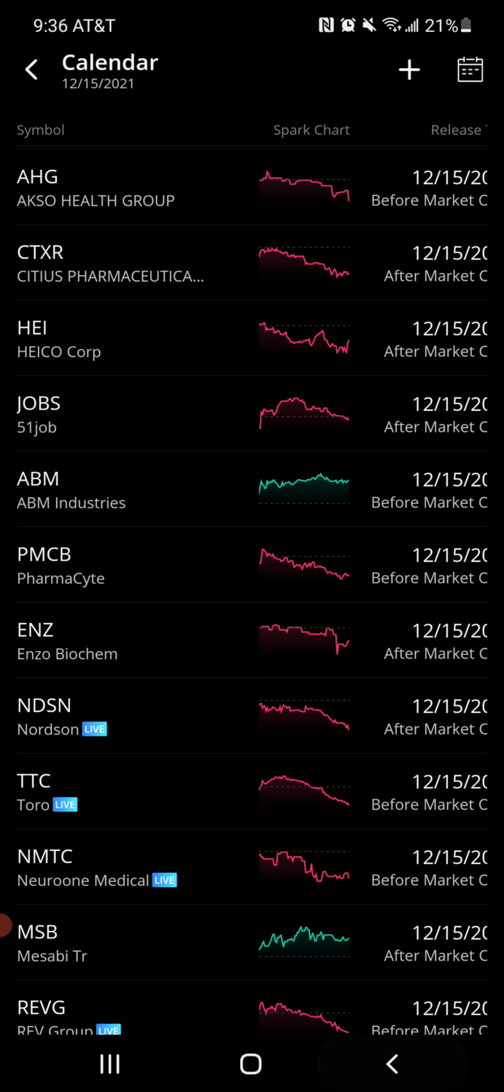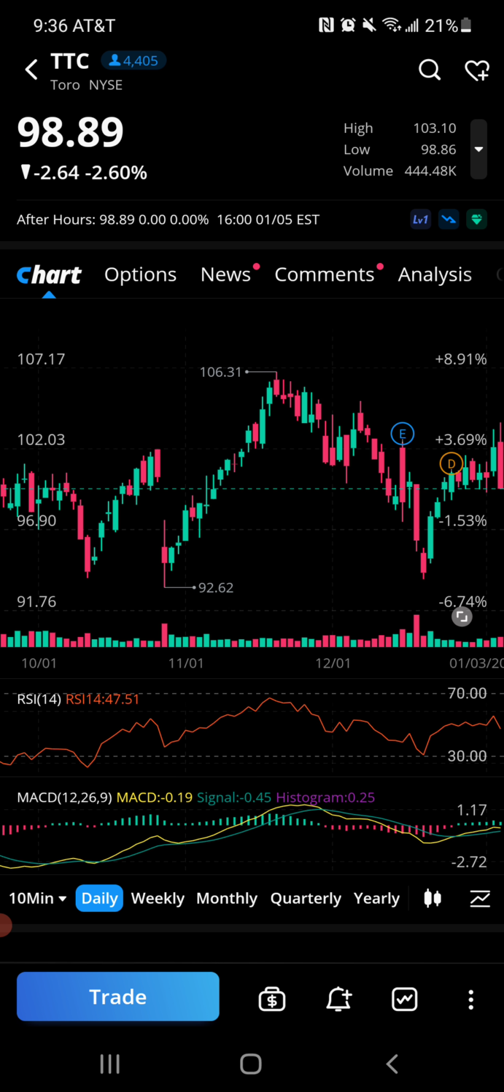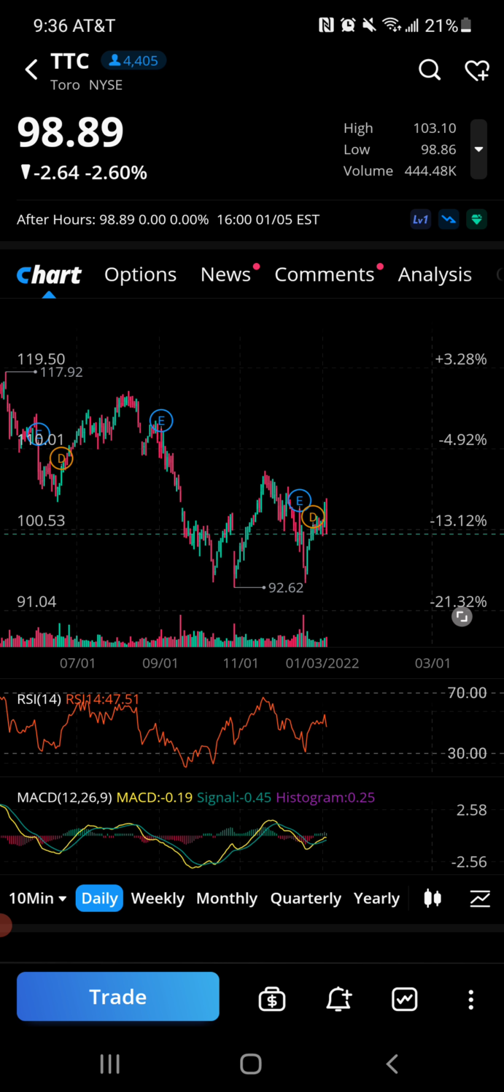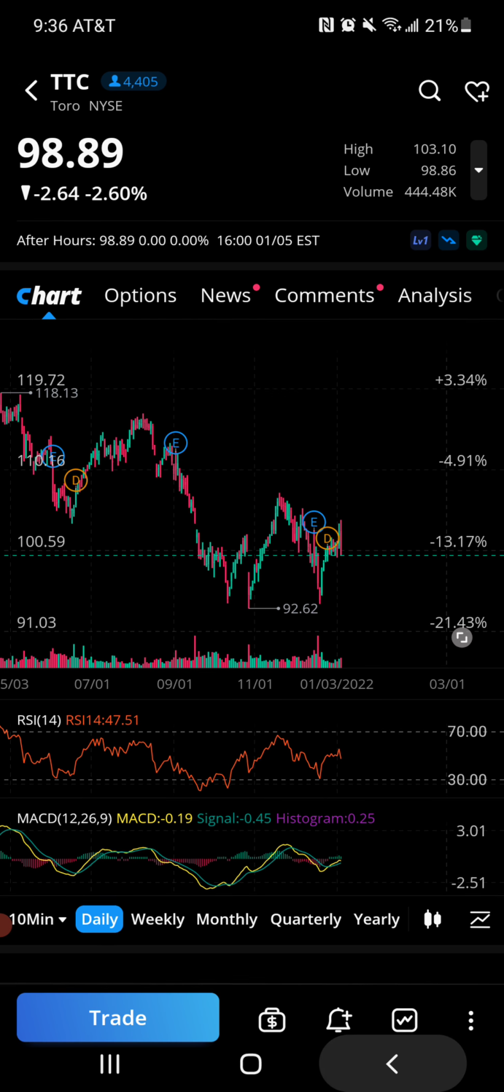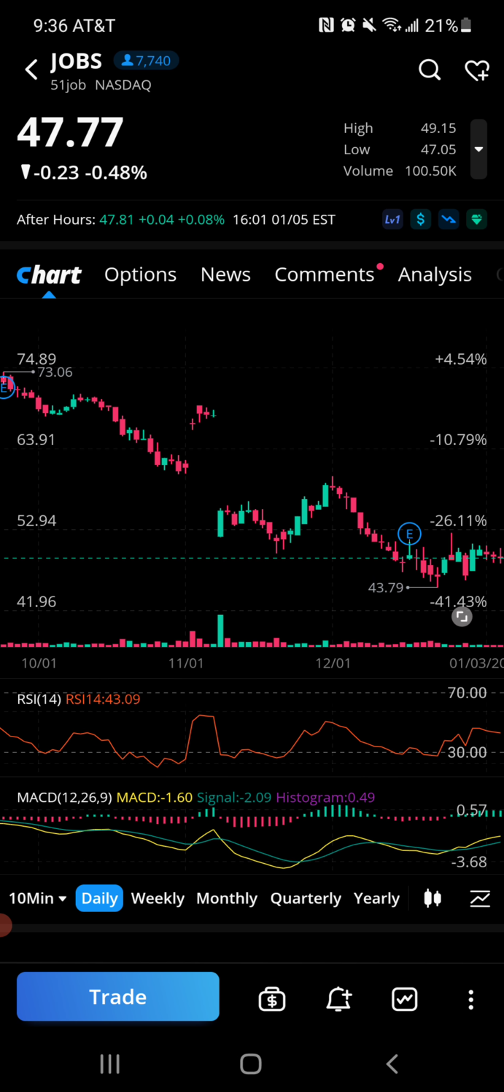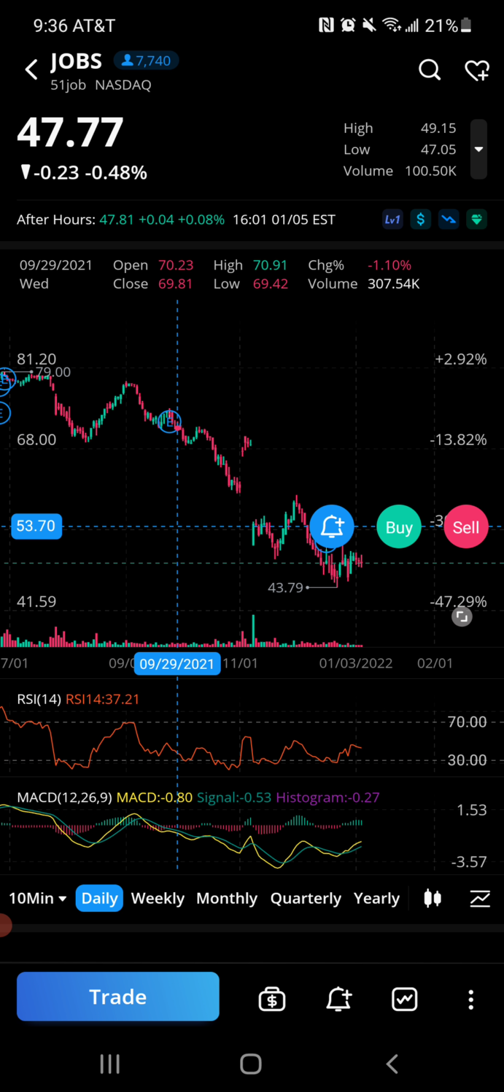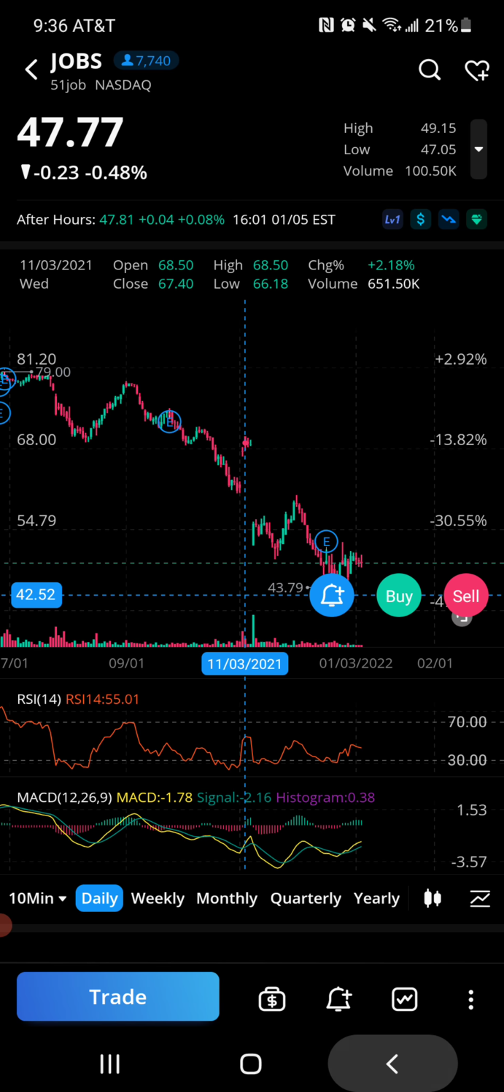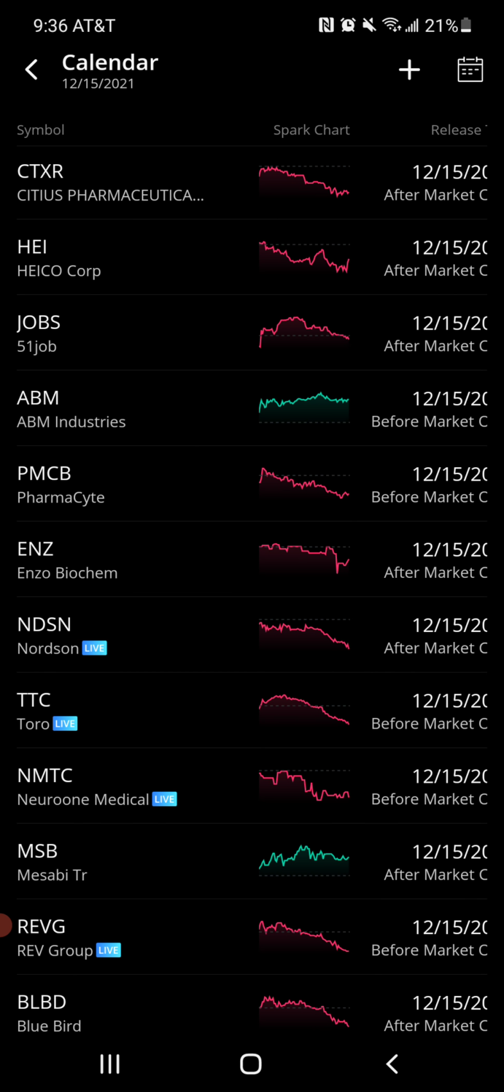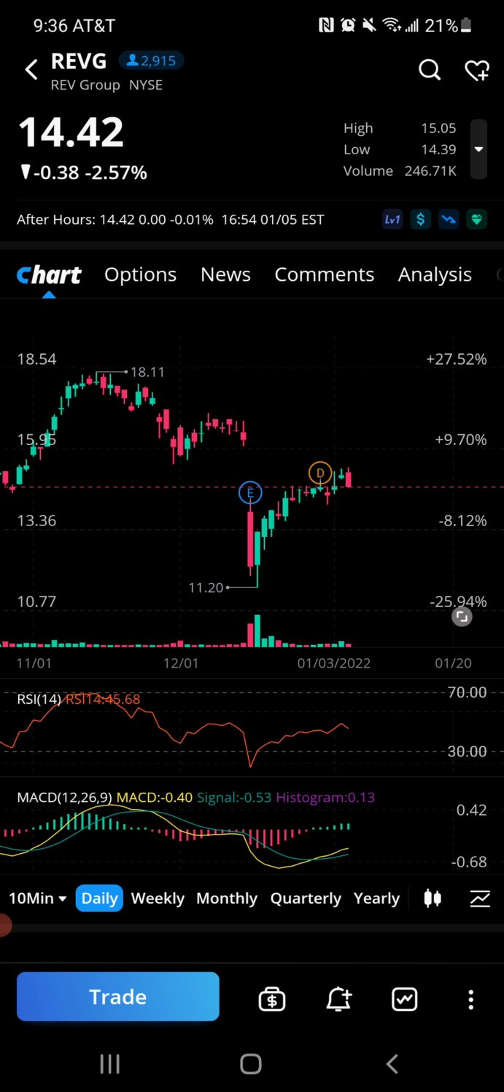So go back to the calendar, and let's go to TTC. Zoom out. Nothing apparent. Let's go to jobs. There's one. But this is another mid-gapper. You see how it's a mid-gapper? E, about halfway through. So I'll avoid that one. Still trying to figure out those. Rev G, there we go.